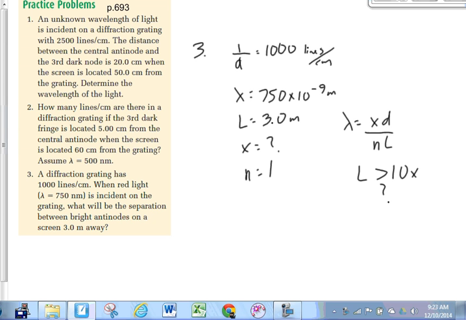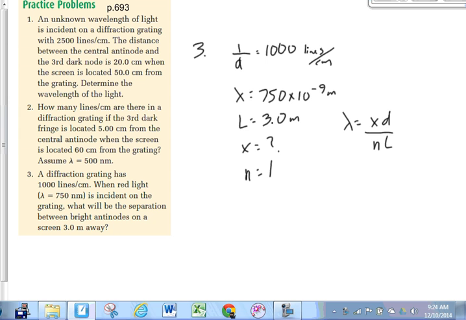Number one, they're talking about adjacent antinodes. We don't know if it's the central antinode or the first antinode or not. And we can only use the d sine theta equation if we're dealing with a central antinode. The second thing is, if we're looking for x, and that's the only equation with x in it, we don't really have any other option. So in this case it's got to be a valid equation. Valid or not, we're going to have to use it. So I'm not going to worry about the rule of thumb there.